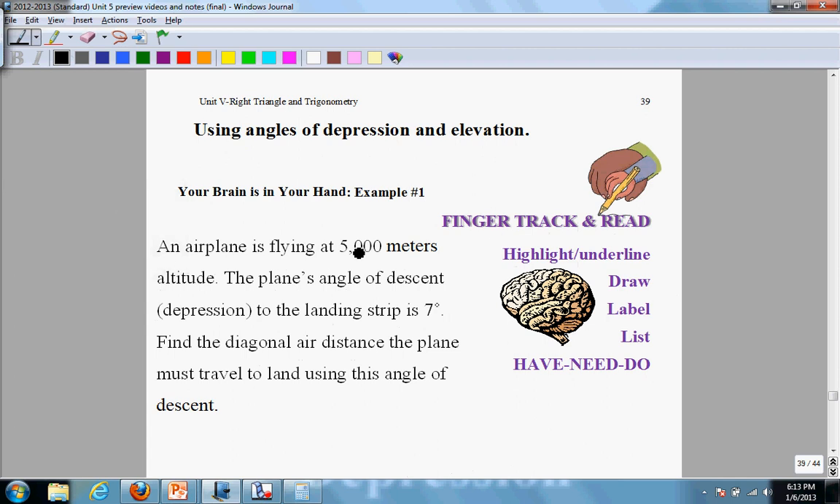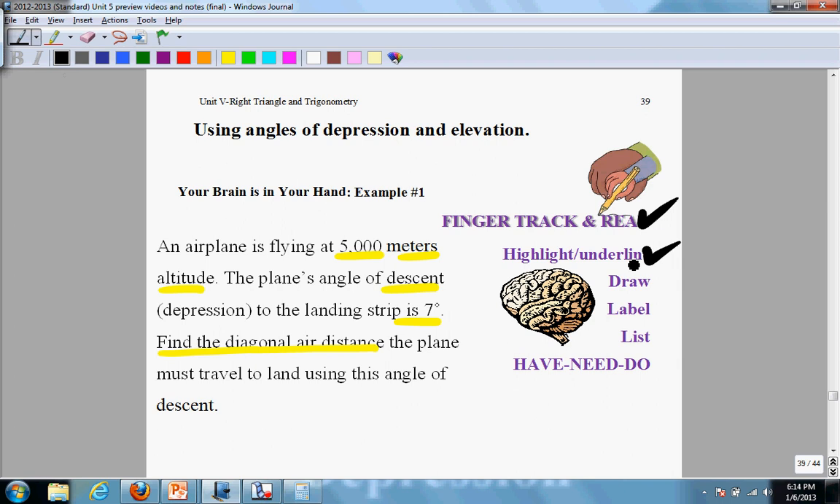An airplane is flying at 5,000 meters altitude. The plane's angle of descent or depression to the landing strip is 7 degrees. Find the diagonal air distance the plane must travel to land using this angle of descent. So we're going to highlight or underline these key words. It is 5,000 meters in altitude. The angle of descent is 7 degrees. We want to find the diagonal air distance. Now we've finger tracked and read, we've highlighted and underlined.